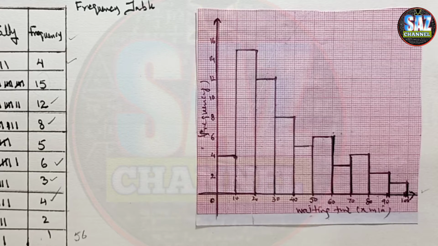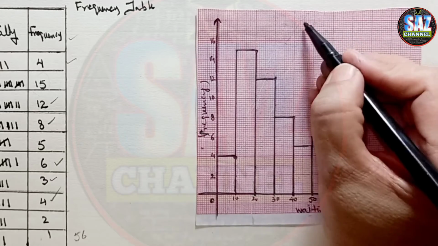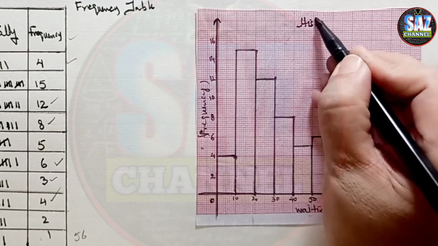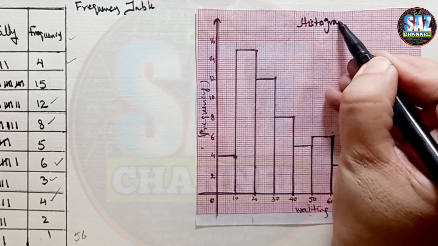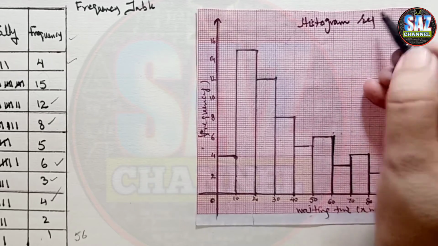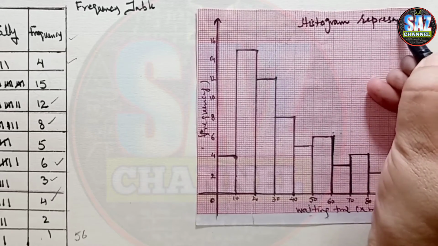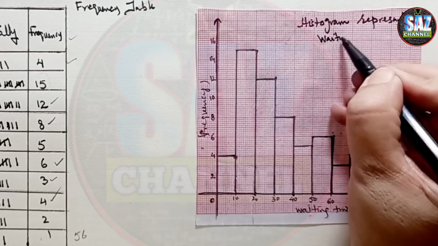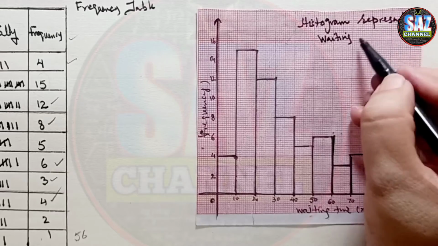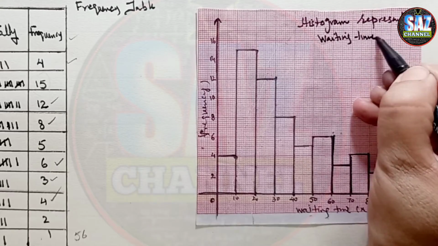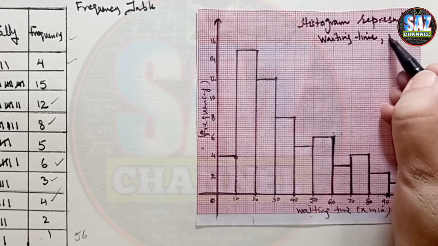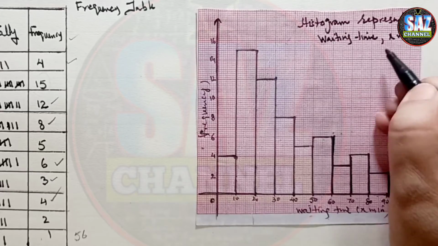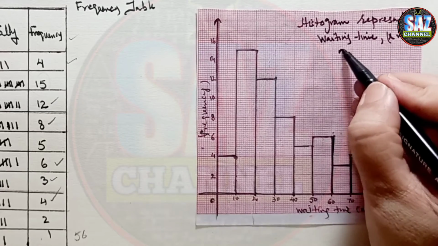Now what is left? The title is left. The question says: the waiting time in X minutes for the 60 patients. Histogram representing waiting time in X minutes of 60 patients.